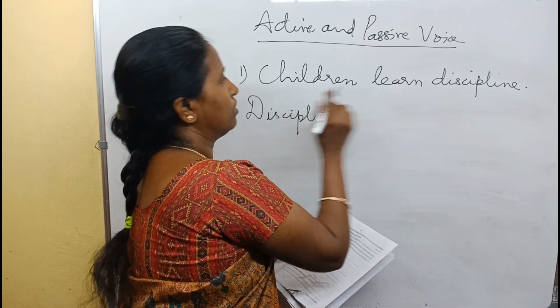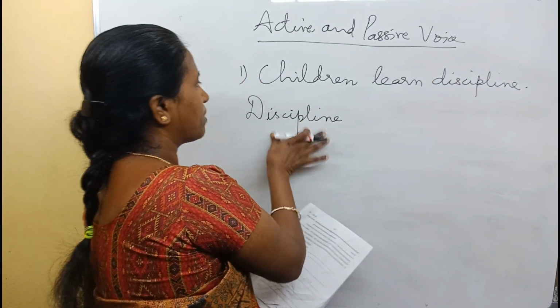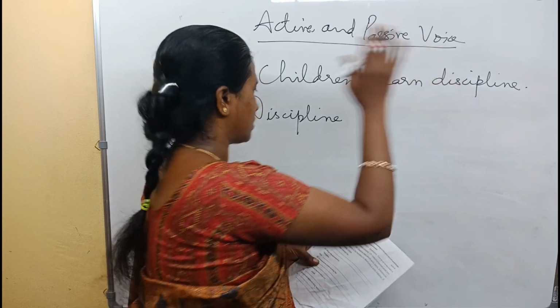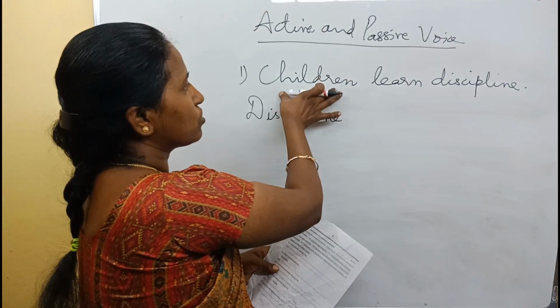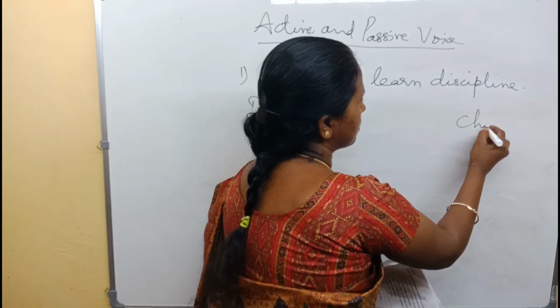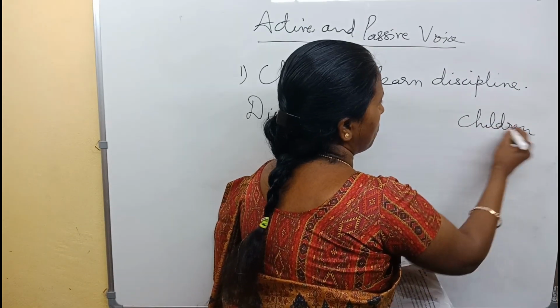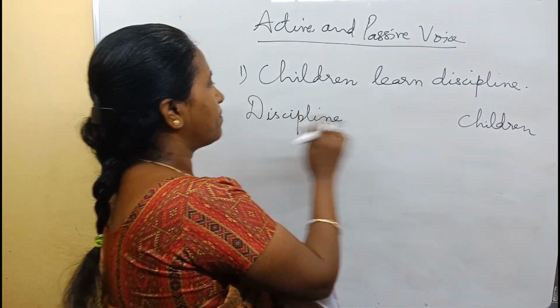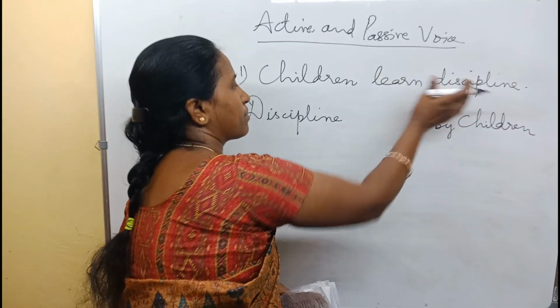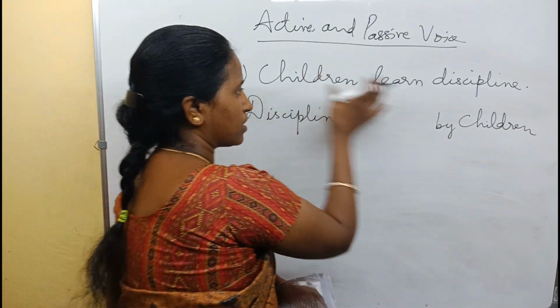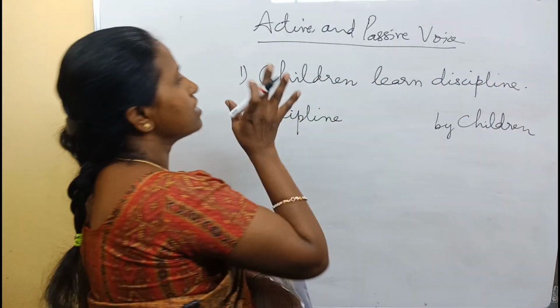How will we do? It is the object here. It became the subject. Children learn discipline. Discipline, what you do? This came to the front. So this you take to the last. This is the first task you do. Okay. Discipline by children. This you do. Subject becomes the object, object becomes the subject.